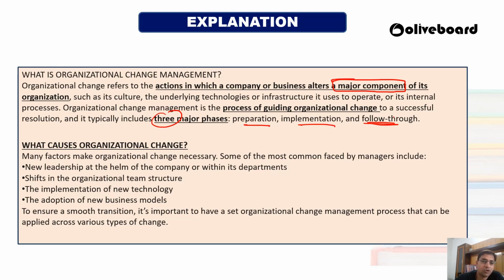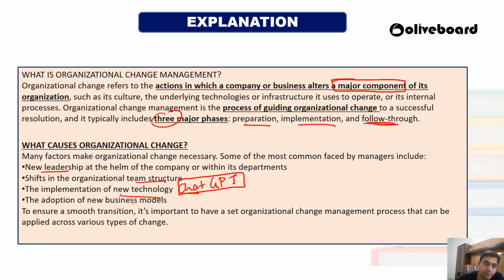Right? So what causes organizational change? Many factors are there. If any new leadership is coming, they think that anything needs to be changed within the company or departments, right? Then if there is any change in the team structure, they can make the change in the team structure. If any new technology is coming, then they have to change that. Right now, ChatGPT has come, right? So an overhaul is required for various new technologies' incursion.